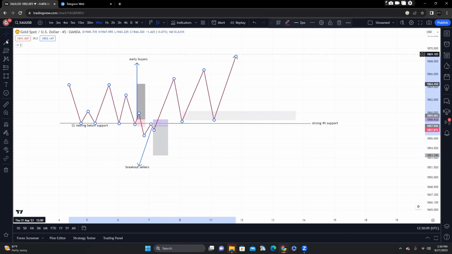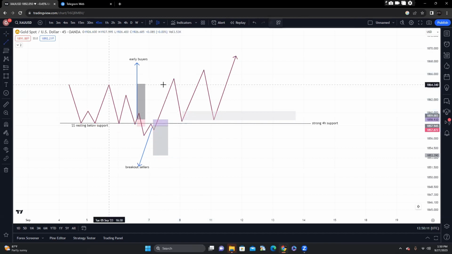So what we may see is that price may take these sellers out, come up here, break this structure here, putting in a change of character. Remember, this is a 4-hour support, so this is a 4-hour time frame. So price may now come and take out this major level here, this high.